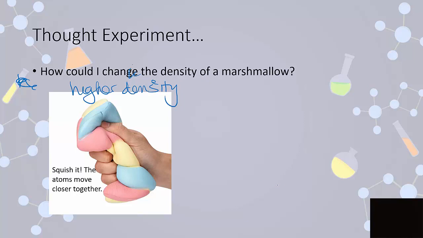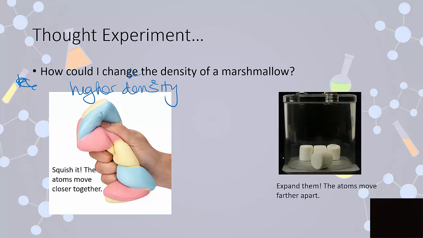Well, how can we do the opposite? You can expand the marshmallows. You can use a vacuum chamber or maybe a microwave to expand that. It's going to cause the atoms to move farther apart, and that is going to lower the density. So if you can change how closely packed those atoms are, then you can totally change the density of an object.